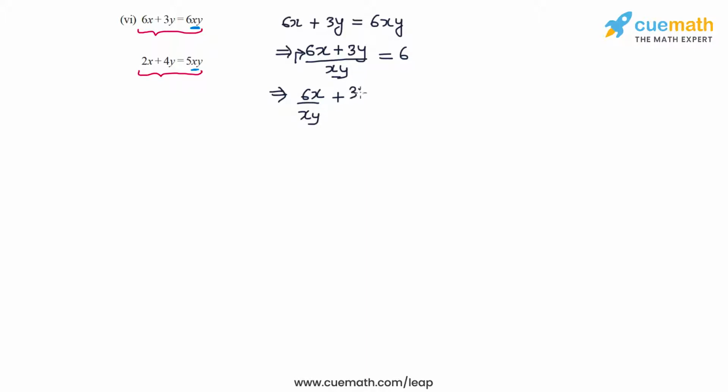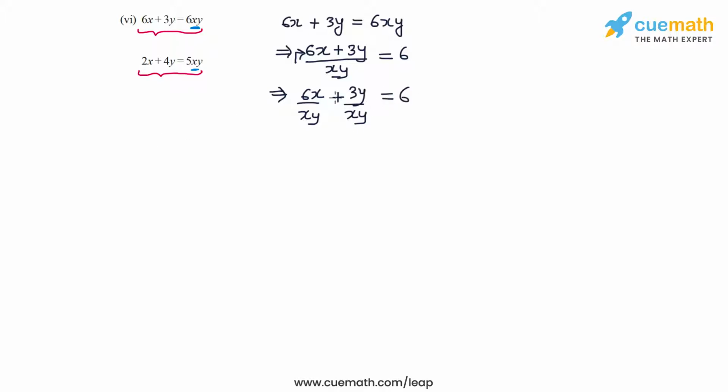So let's do that. Let's see how we can do that using the first equation. So the first equation is 6x plus 3y equal to 6xy. So let's divide both sides of this equation by xy. So we get 6x plus 3y by xy equal to 6. And now we divide each term of this numerator by xy. So we get 6x by xy plus 3y by xy equal to 6.